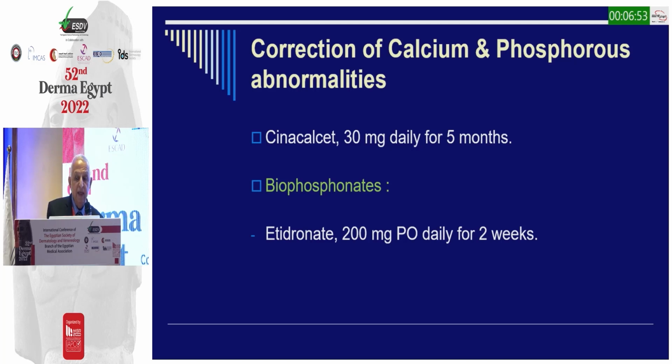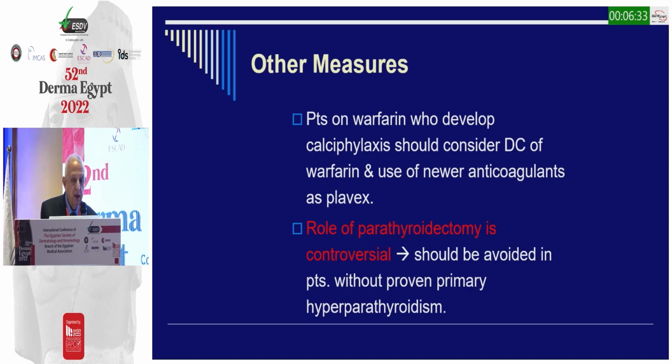The correction of the calcium and phosphorus abnormalities is by cinacalcet 300 milligrams daily for 5 months, bisphosphonates, and etidronate 200 milligrams orally daily for 2 weeks. Other measures include that patients on warfarin who develop calciphylaxis should consider discontinuation of warfarin, and the use of newer anticoagulants such as Plavix. The role of parathyroidectomy is controversial. It should be avoided in patients without proven primary hyperparathyroidism, and it is indicated only in documented cases of primary hyperparathyroidism.